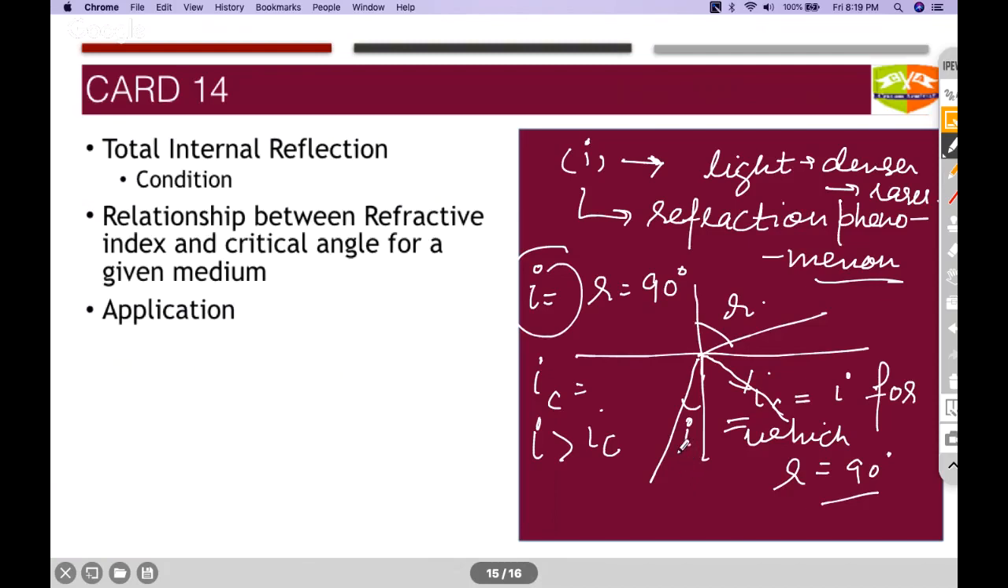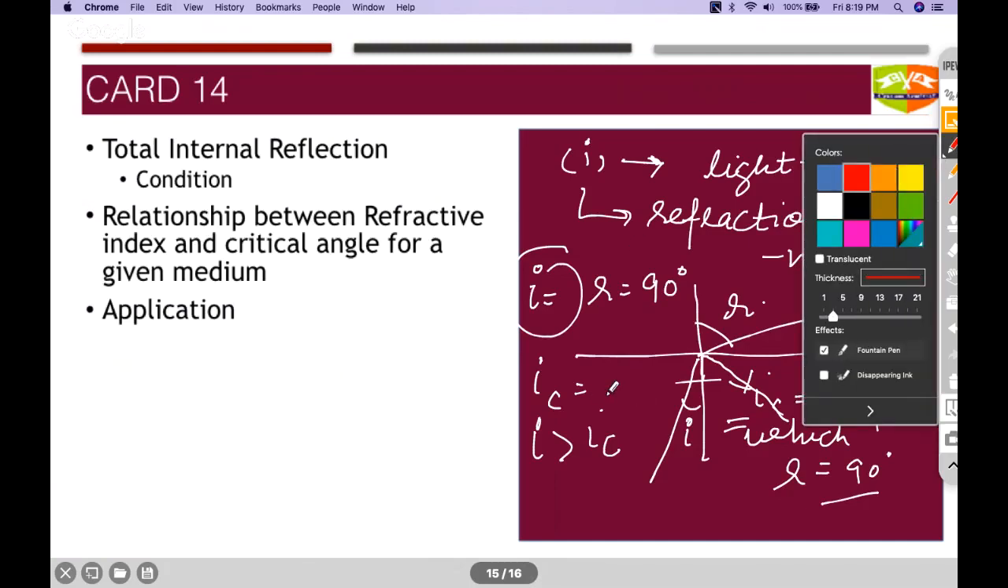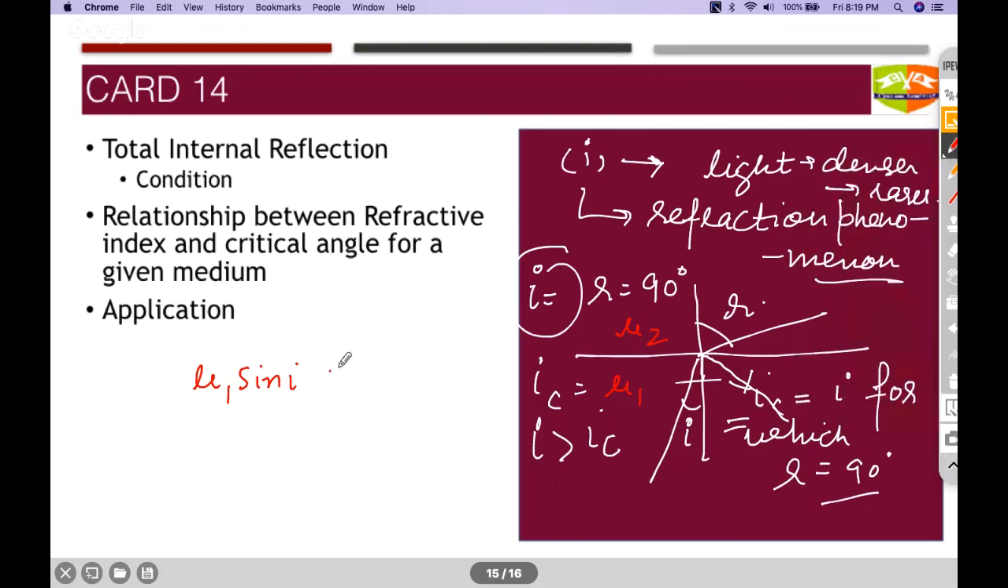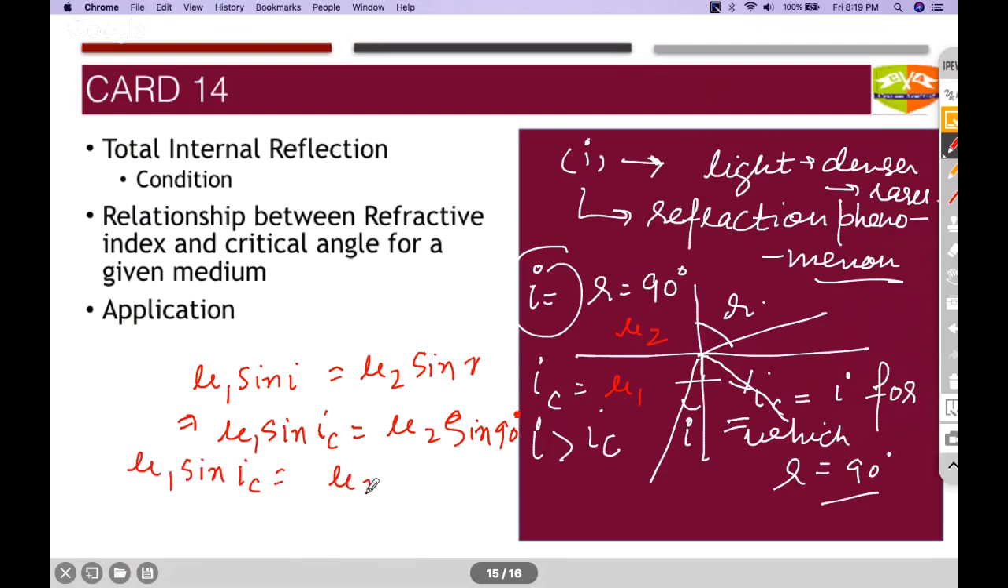If you have to define total internal reflection, it has to be demonstrated like this. I will apply Snell's law for this. Suppose this is mu1 and this is mu2. So mu1 sine I is equal to mu2 sine R. So mu1 sine IC, and at the value of IC, R becomes 90 degrees, so this becomes sine 90. So mu1 sine IC is equal to mu2, or you can write that mu1 by mu2 is 1 by sine IC.